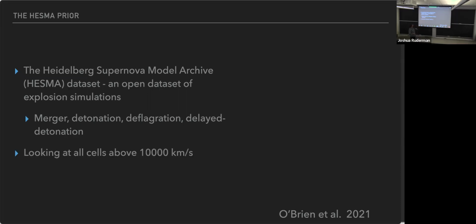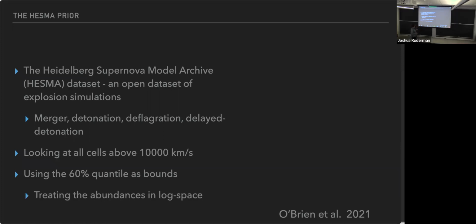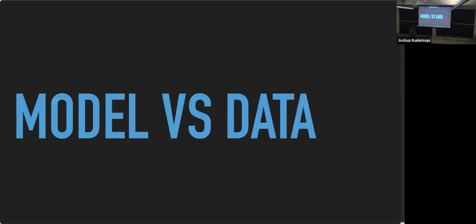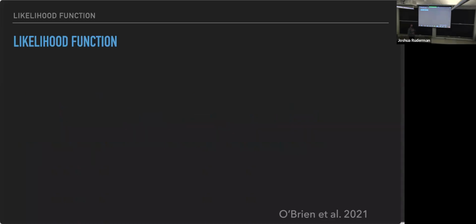We looked at all cells above 10,000 kilometers per second. This is a thing specifically for photospheric codes, and we're using 60% quantile bounds. We can argue whether this is useful or not. And we're treating the abundances in log space because that makes it easier from an astrophysics point of view. Anyways, these are the priors. I'm not going to go into them, but questions should arise here, and Jack is an expert. We're just including you in the questions there.